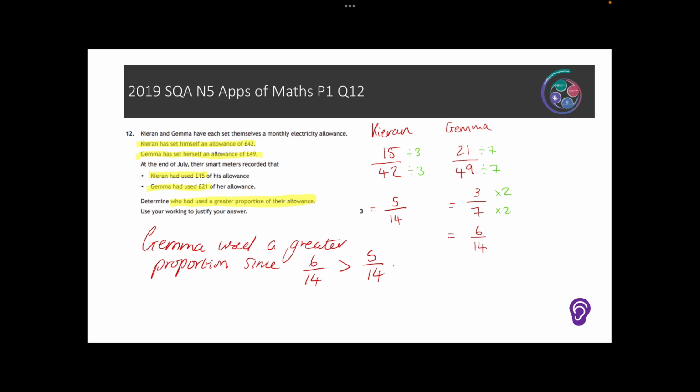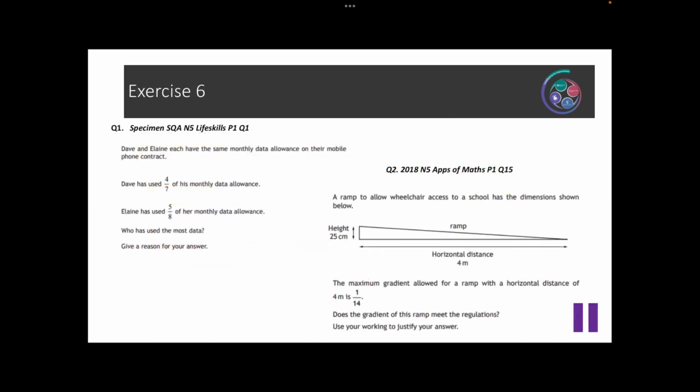Now, I went for fractions because numeracy wise, that's the easiest thing to do here. You could have gone to decimals, so you could have done 15 divided by 42 and 21 divided by 49. You could have done that by using your factors of 42 and then 49. And that would have given you a decimal, and then it would have been whoever had a higher decimal you could have compared, or you could have even used percentages and worked out what percentage of each of their allowances they had used.